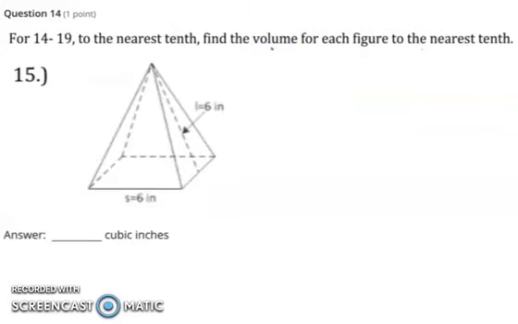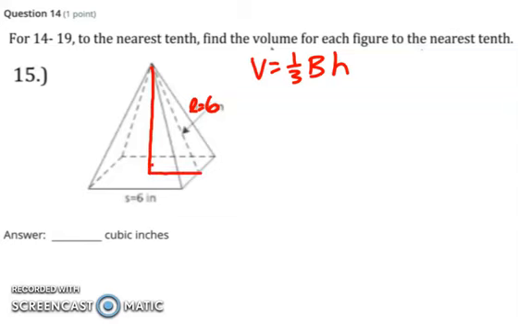Next problem, number 14. To the nearest tenth, find the volume of each figure. So we have 1/3 capital B H. We don't have the proper height for this. We have L equals 6 right here, which is not exactly what we want. We need this height right here, which we can come back to in a second. Capital B, it's a square on the bottom, so capital B is just 6 times 6. So capital B is 36.